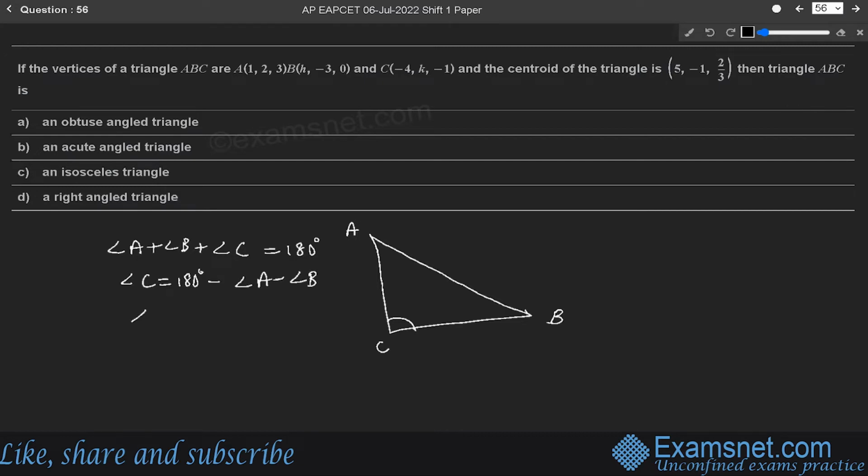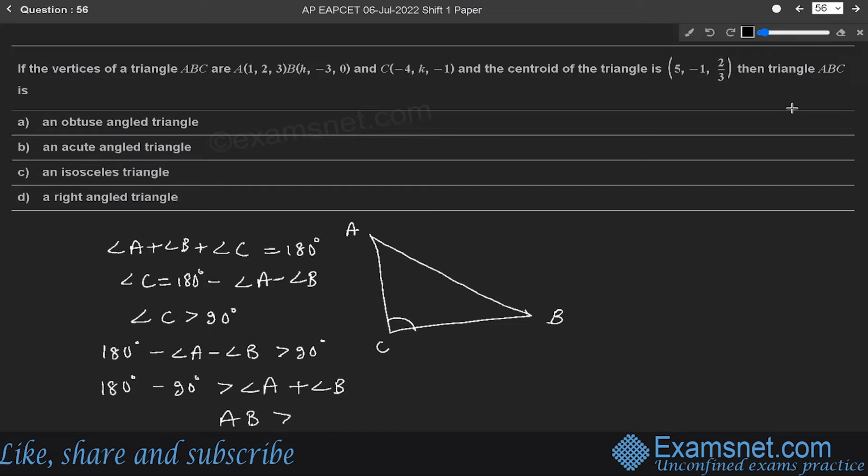Therefore, here we can say that angle C will be greater than 90 degree. Therefore, 180 degree minus angle A minus angle B is greater than 90 degree. Therefore, 180 degree minus 90 degree is greater than angle A plus angle B. Hence, we can say that AB is greater than AC and AB is greater than BC. Therefore, we can say that it is an obtuse angled triangle. So the correct option will be option number A, which is an obtuse angled triangle.